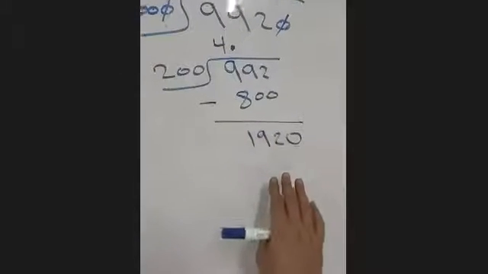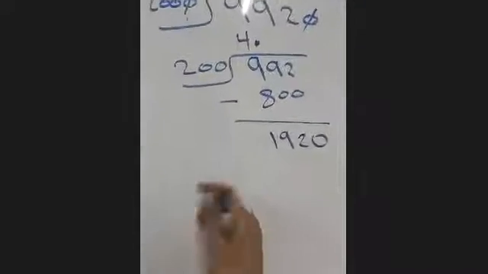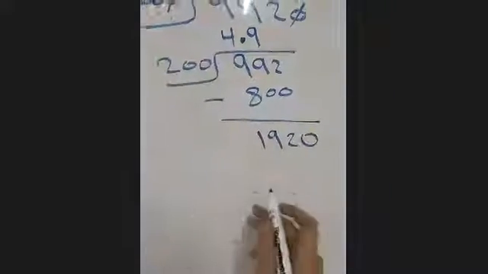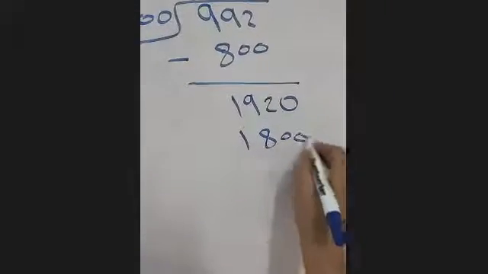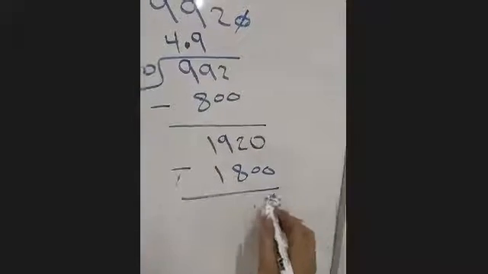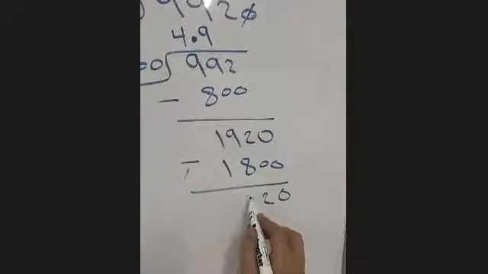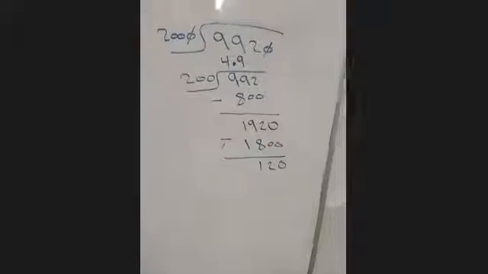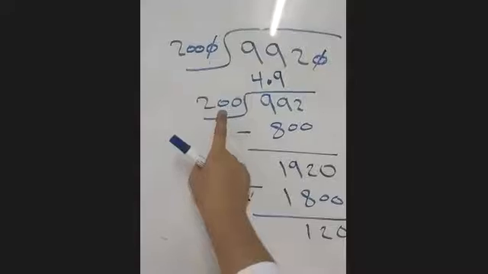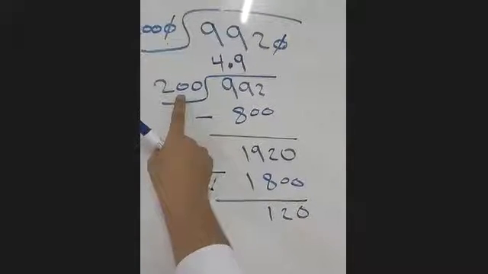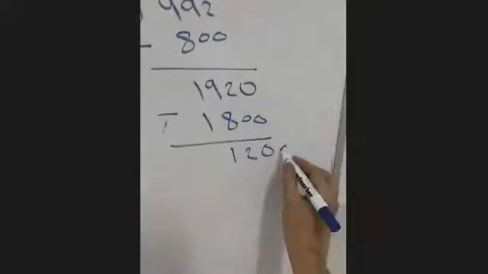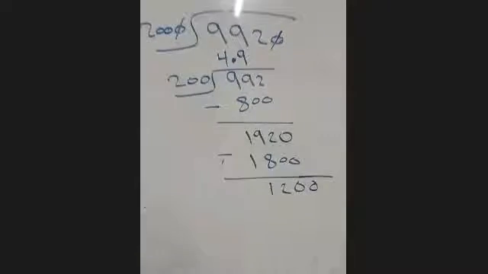Now, 1920 divided by 200. I will guess 9. 9 times 200 is 1800. Multiply normally, then you subtract. 0 minus 0, 2 minus 0 is 2, 9 minus 1... 1 minus 1 is 0. Now 120 is less than 200. Because I have a decimal already, I can add another 0.